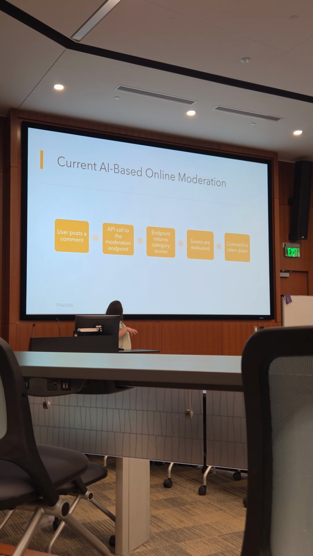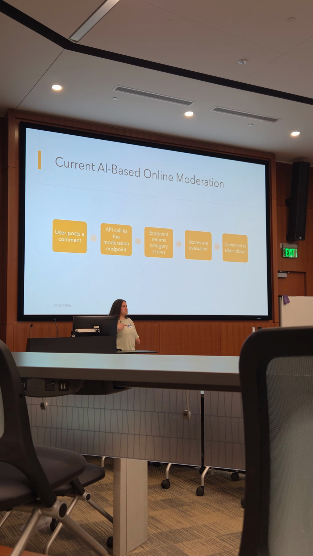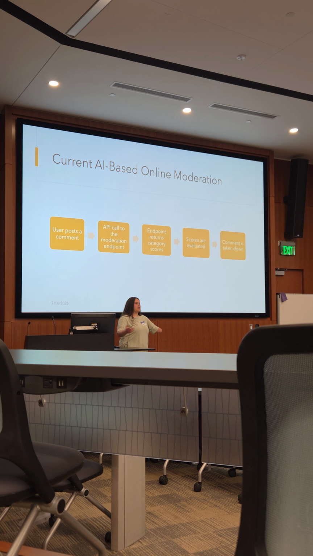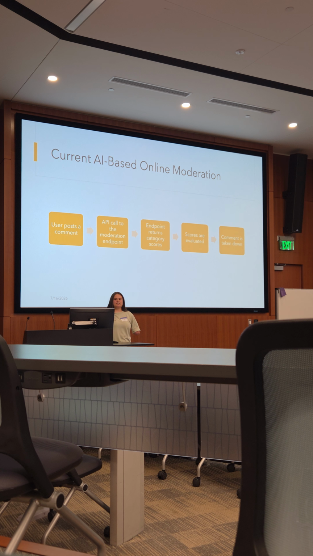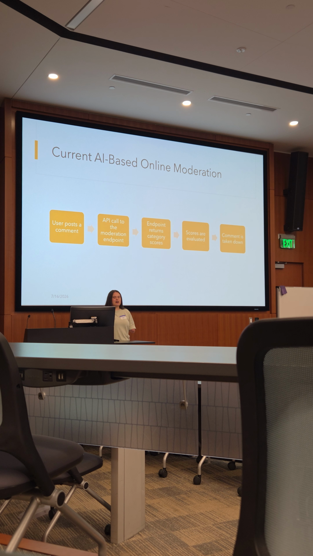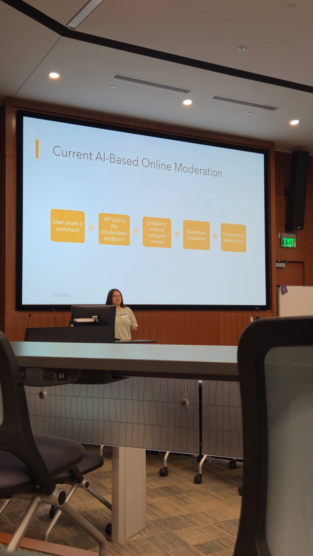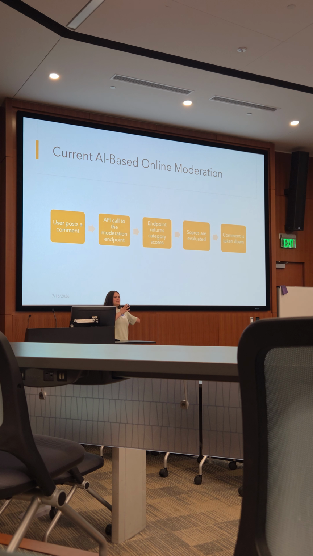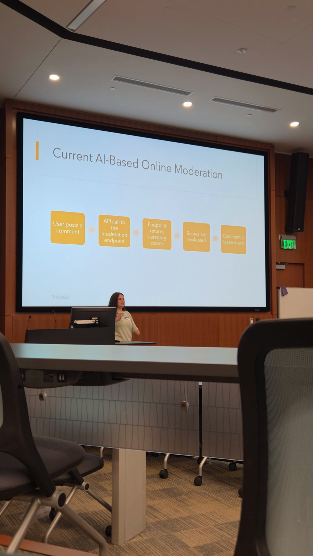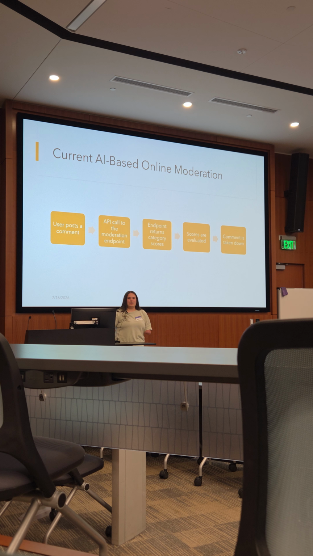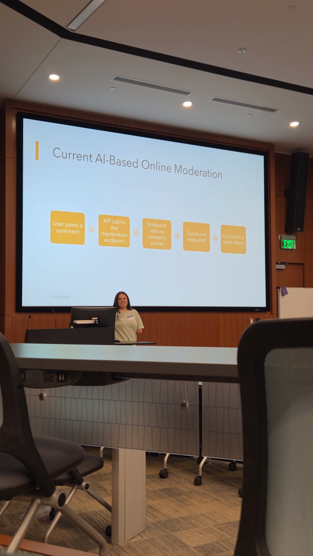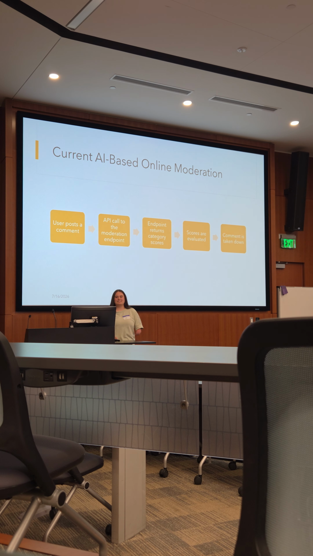So this is the layout of how online moderation works currently. A user will post a comment, and then we go through these 3 steps of API calls, and then we get to the comment being taken down. Now, those middle steps can get very muddy for someone who may or may not know how AI-based moderation works. Now, an API call, is that familiar to most people in this room? Probably not. It's familiar to me. I've been working on it this summer.